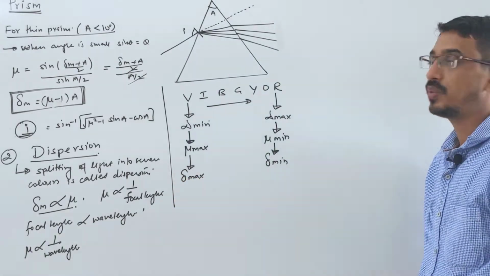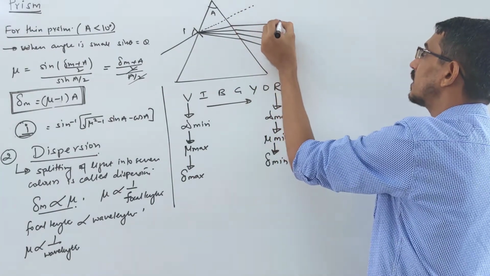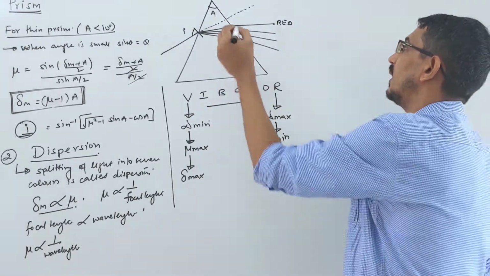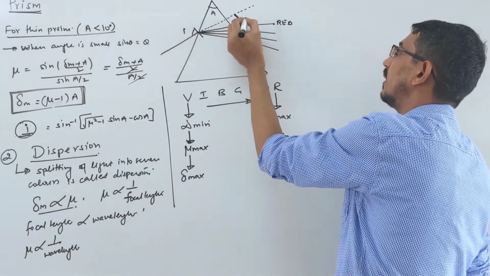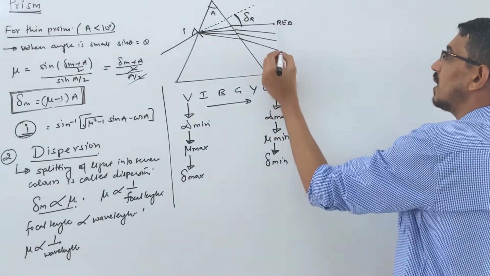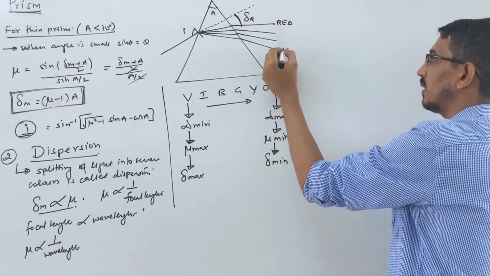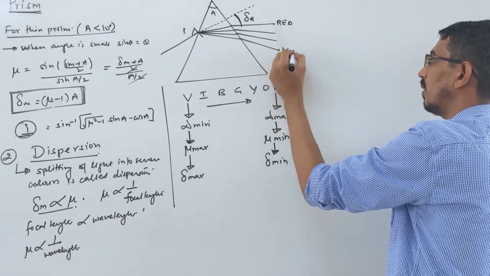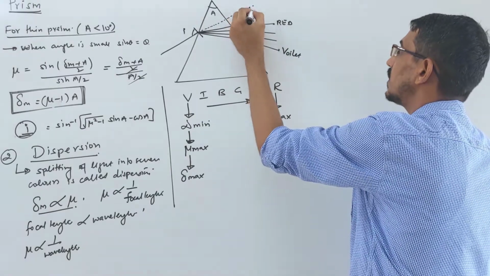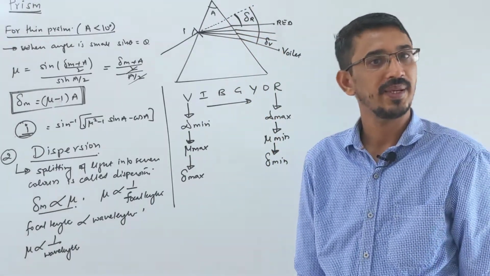So suppose this is the original path, then which color is this? This will be your red color, right? The deviation of the red color is called del red. This will be minimum, right? Then this last color, you have to draw 7 colors here, will be your violet color. The deviation of the violet color, that angle, is called del V, and it will be maximum. Clear?